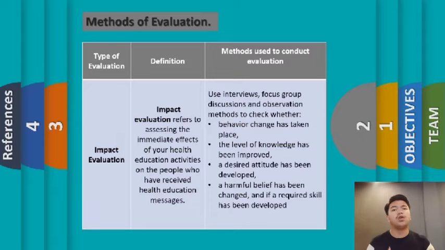So also their belief has been changed. Also, like if they see their health, before you conduct your medical interventions, as something that is not usually being taken care of, now because of your interventions, you could see that there are changes in their belief, and then the required skill has also been developed. So in that way, we could positively evaluate the impact of your interventions on the people.